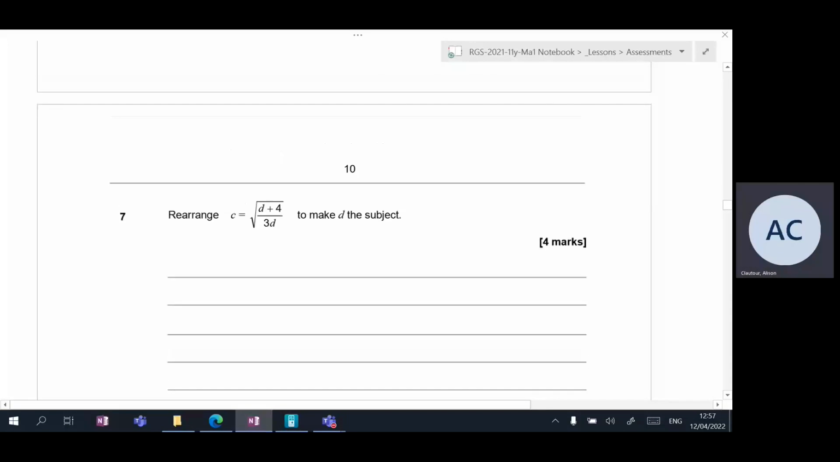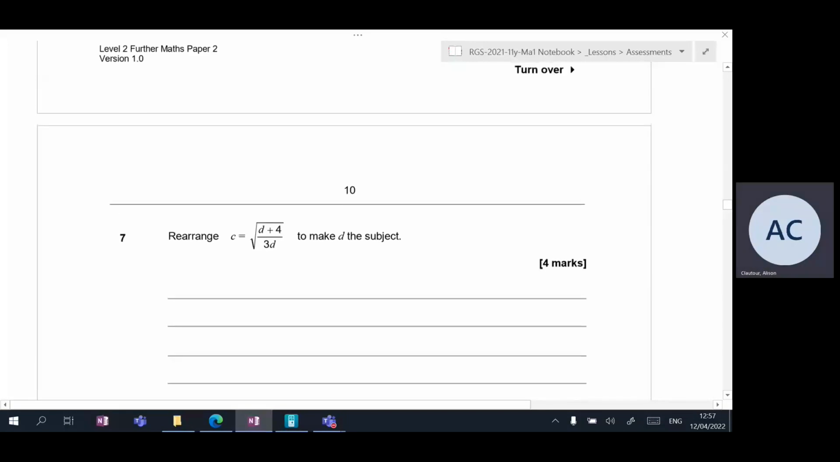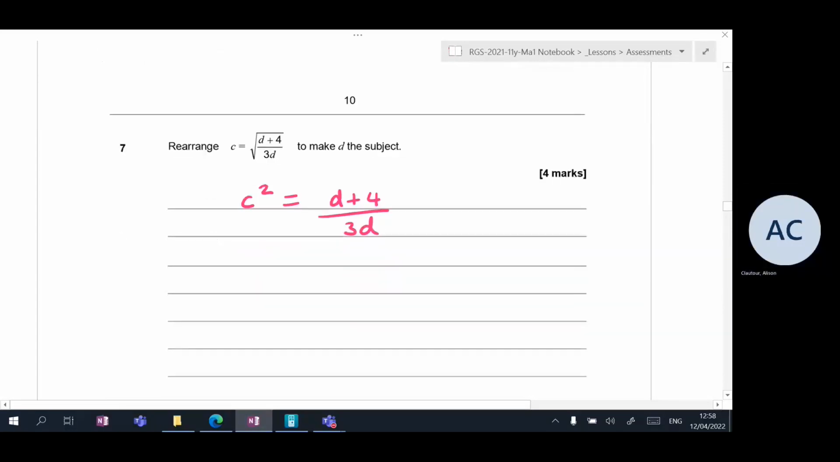Okay, part C is rearranging to make D the subject. So we want to start off by removing this square root. So if you square both sides, then we've got rid of the square root. You can now multiply by 3D.